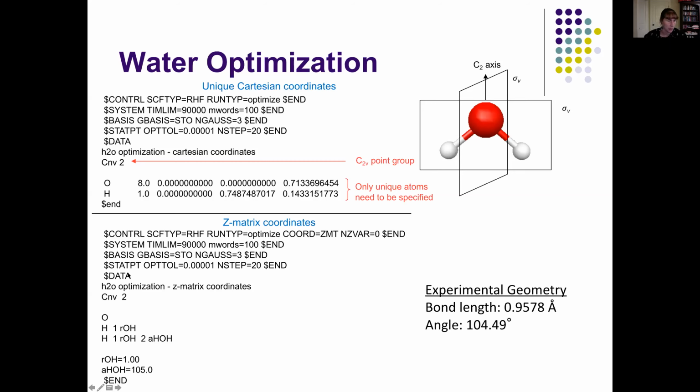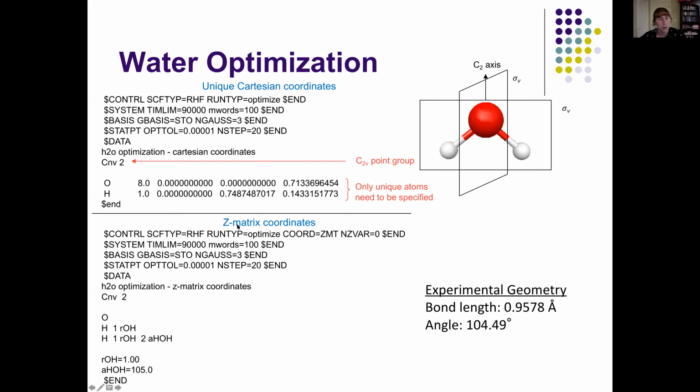And our data is what's going to differ a lot between the two different input files. So in the first case, we are going to go ahead and actually use symmetry. So I'm writing in the fact this is a C2V point group. Because the two hydrogen atoms are related, either by the C2 axis or the mirror plane, they're equivalent. We only need to specify one. In this case, we can put an oxygen atom in, we can put one of our hydrogen atoms in, and we get our full water molecule that way.